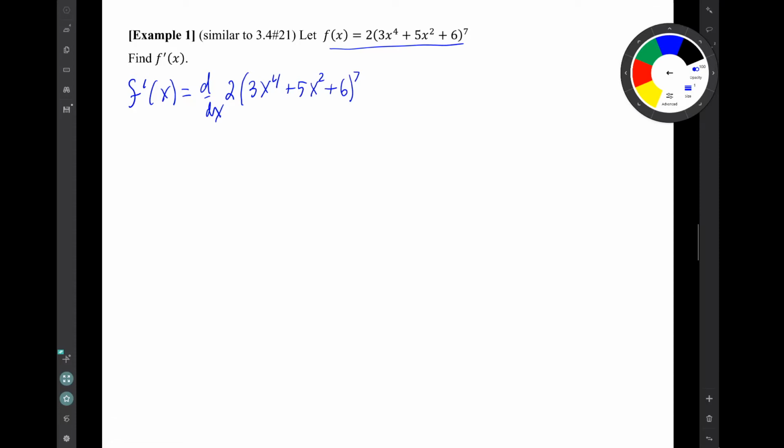Now, today is a big day. We learn about the chain rule, but remember, every time we've learned a new derivative rule, we have acknowledged that we keep using our earlier derivative rules. So the first derivative rule that we use here is not the chain rule. It's going to be the constant multiple rule. We have a constant multiple, this number 2, so we address that first.